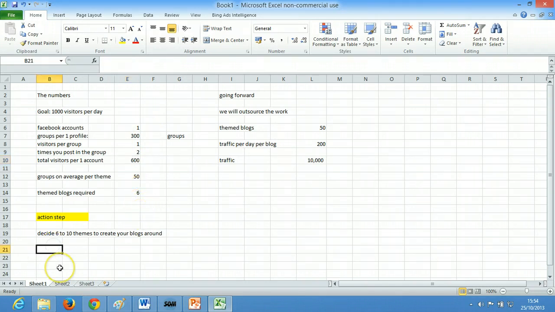I hope you're excited, and this is the concept. Now we're going to move forward to the next video, how to choose the right niches, the right themes for your blog.